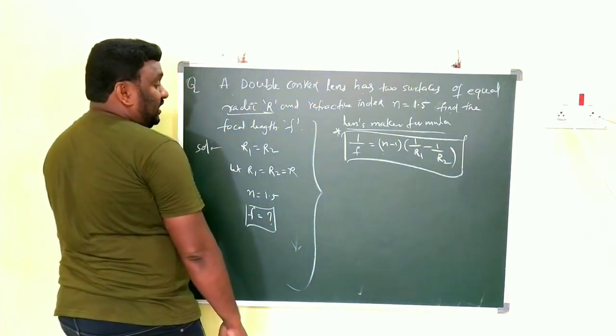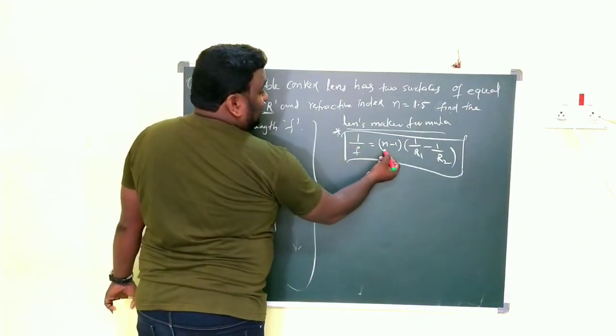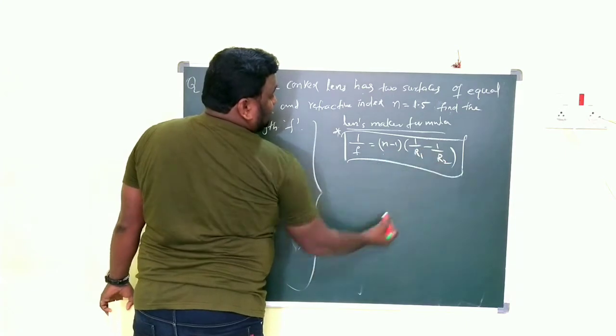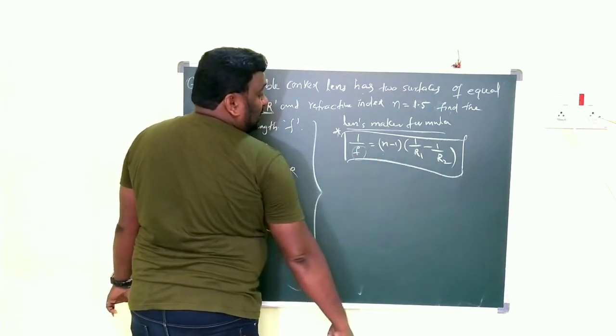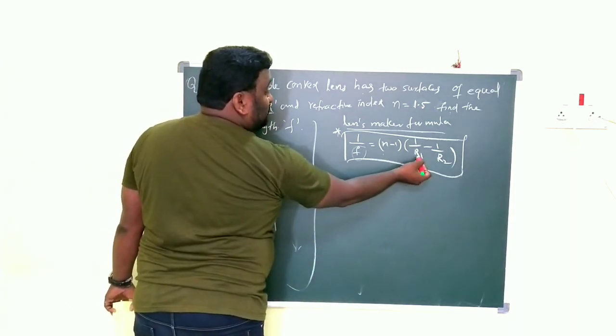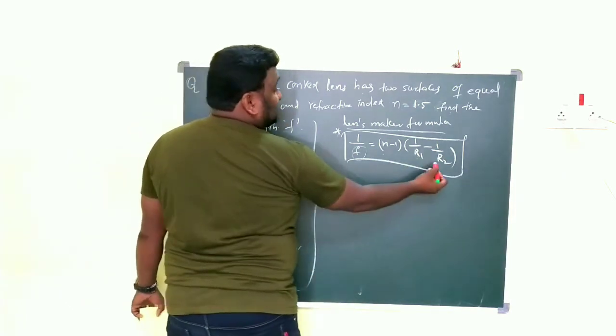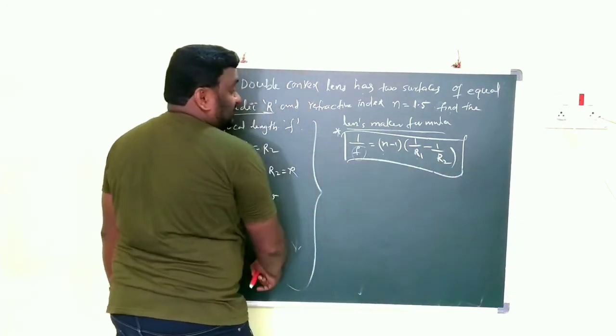So here what you have to say? 1 by F is equal to N minus 1 into 1 by R1 minus 1 by R2. Here what is F? Focal length. And what is N? Refractive index. What is R1? Radius of curvature of first refracting surface. And what is R2? Radius of curvature of second refracting surface.